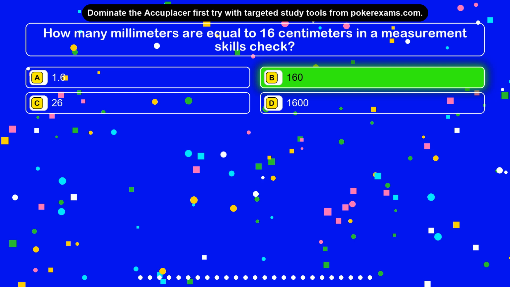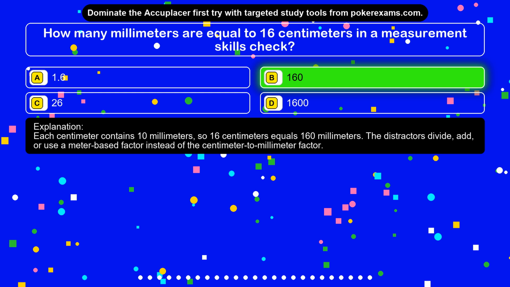The correct answer is option B, 160. Each centimeter contains 10 millimeters, so 16 centimeters equals 160 millimeters. The distractors divide, add, or use a meter-based factor instead of the centimeter to millimeter factor.